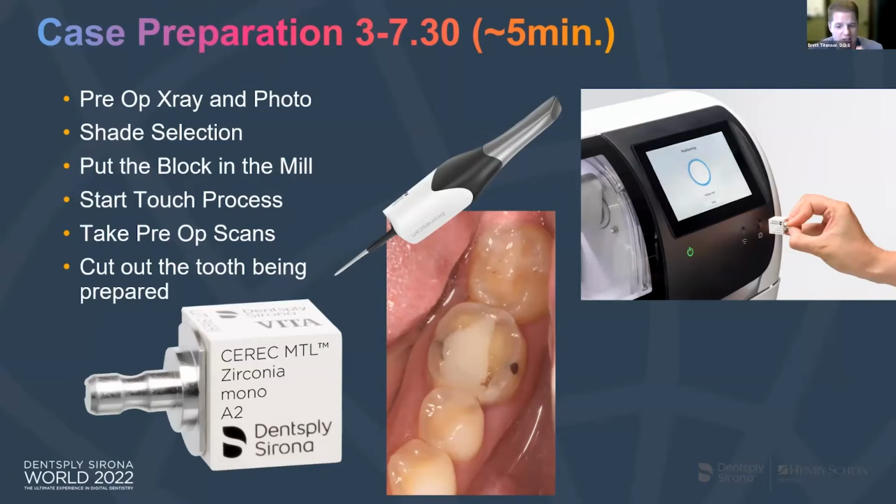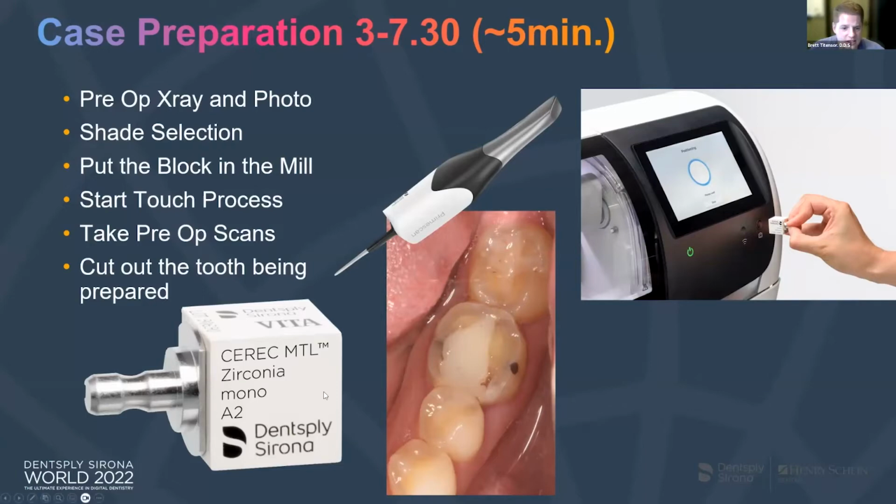Also, you can go in, and the assistants do all this, by the way, and take the pre-op scans. So they'll scan the upper, lower, and the bite. Sometimes I'll use the initial proposal, the tooth that's there, as a biocopy. It gives me that option. And then what they'll do is cut out the tooth that I'm preparing. So that way, when I go to scan the preparation, all I have to do is scan the one tooth. It makes that scan really quick.